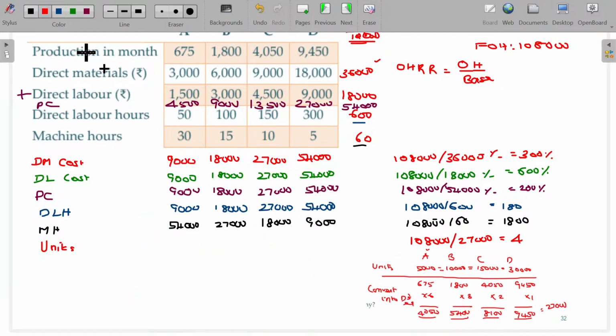Though you produced 675 A, which is equal to 4,050 D. Like every D, 4 rupees means you have to multiply this with 4. 4,050 into 4, how much? 16,200. 5,400 into 4, 21,600.